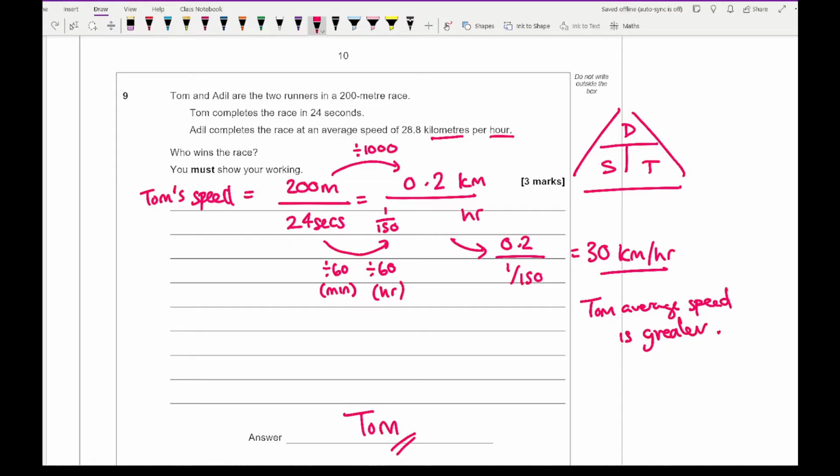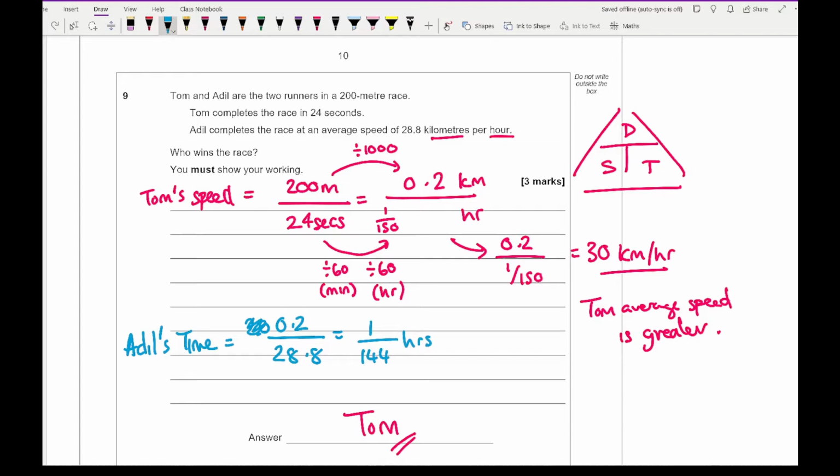Now another alternative you could have done is worked out what Ardil's time would have been. So we know it in kilometers per hour. So again, it's just a case of working out his time. So again, it's going to be 200 meters. Well, I need that in kilometers. So that's going to be 0.2 divided by 28.8. And so 0.2 divided by 28.8 is 1 over 144 hours.